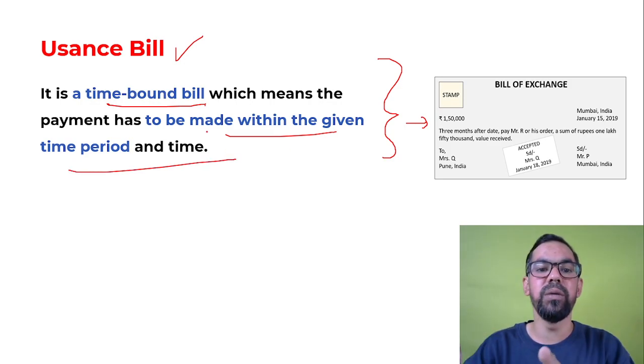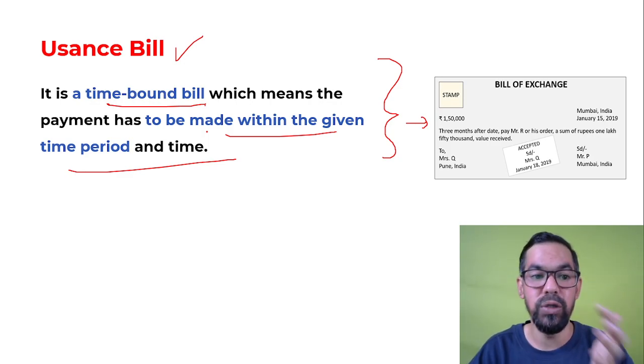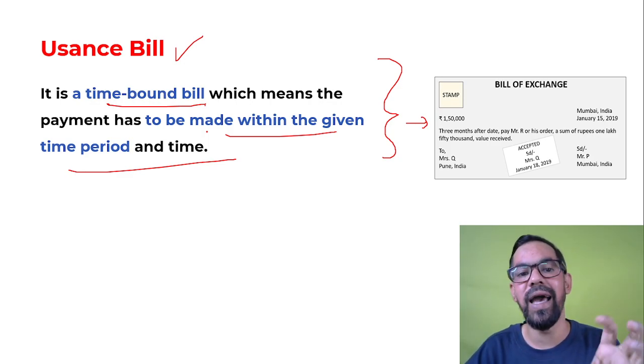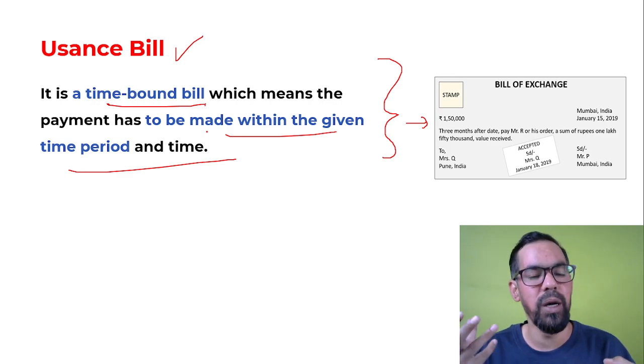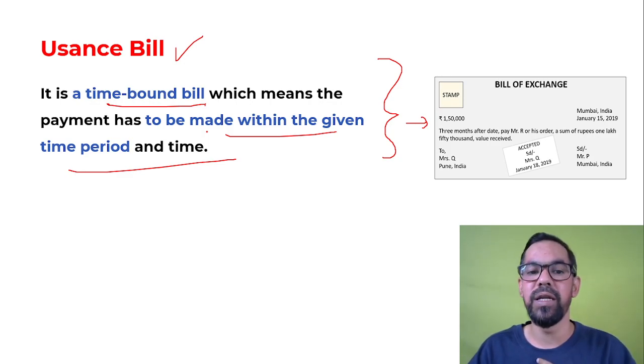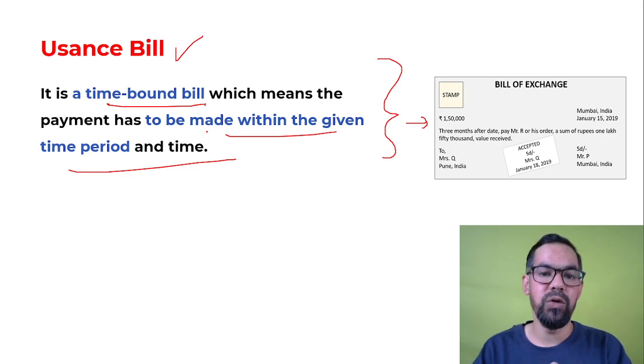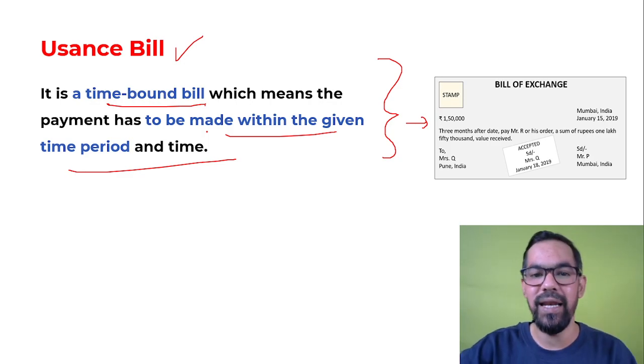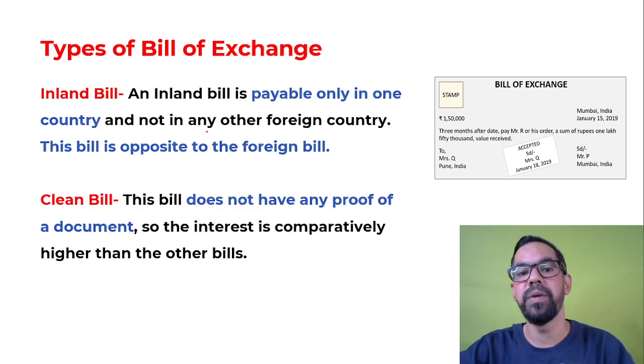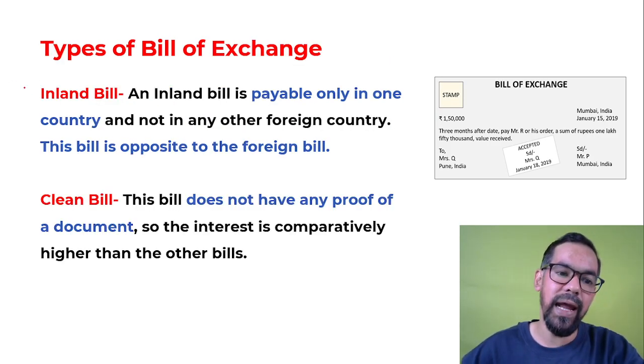Okay, so within 3 months or before that. Usance bills, this is a feature of a bill of exchange, so every bill is a usance bill, we can say. There is a specific time duration, and within that, the seller has to make that payment.